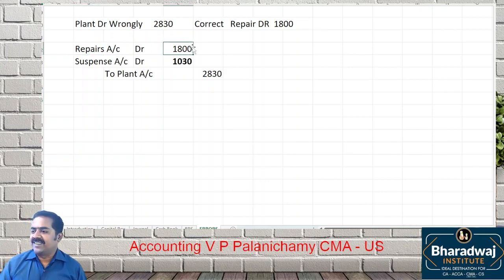Repairs to plant, there is no such journal entry. Repairs to plant, which account will you debit? If you repair, will you debit the plant account? We are spending for what? Purchase of plant, repair of plant.